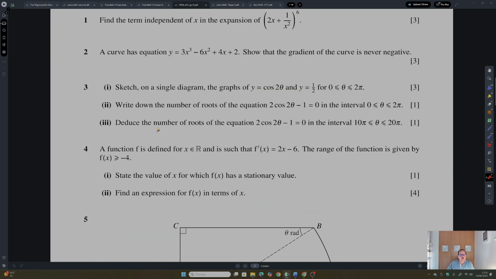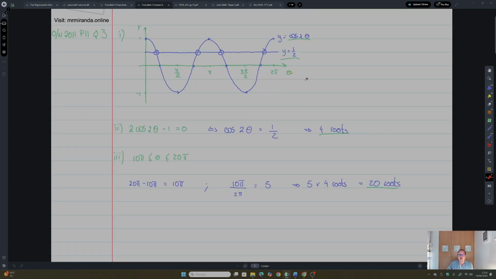Then for 3, deduce the number of roots of the equation 2 cosine of 2 theta minus 1 equals 0 in the interval 10 pi to 20 pi. Okay? You are not supposed to continue the sketch until you reach 20 pi, obviously. You are supposed to look at the number of roots that you have between 0 and 2 pi, which is 4, and extrapolate that for the new interval between 10 pi and 20 pi. This corresponds to a 10 pi interval, and 10 pi is 5 times as big as the 2 pi interval that you start with. So you have 5 times 4 roots, which is 20 roots.